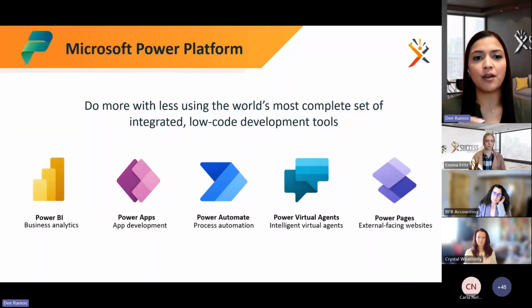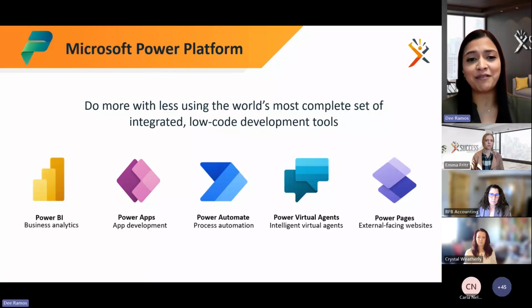what is on our screen are the icons of the 5 main players within the Power Platform. And I want to describe each one of them briefly, because there's 5 of them, and I want to give demos of them as well.